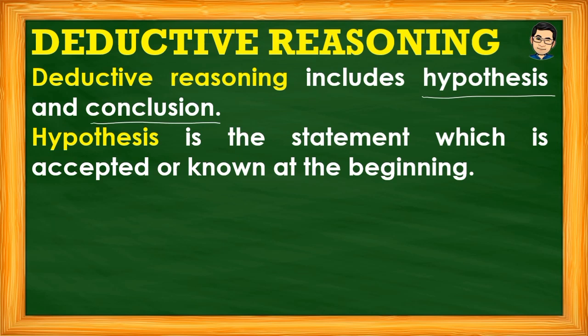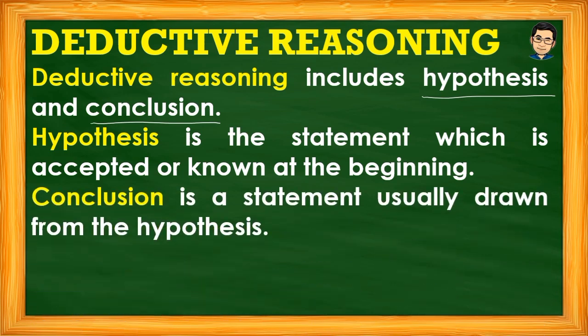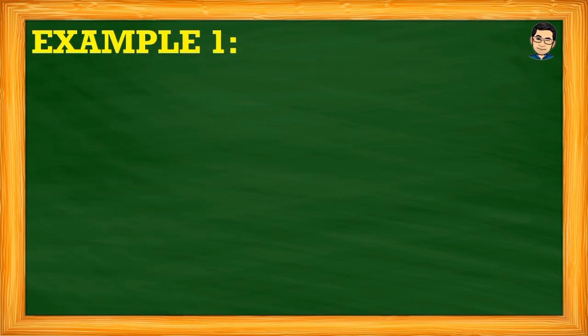So, hypothesis is the statement which is accepted or known at the beginning. So, of course, hypothesis, ito po yung mga statement na nasa unahan po. And then, yung mga nasa ulihan, of course, these are conclusions. So, makukuha naman natin yung mga conclusion based dun sa given hypothesis. So, ayan. Hypothesis and conclusion is a statement usually drawn from the hypothesis. So, kung wala tayong hypothesis, of course, wala tayong conclusion. So, let us have an example.